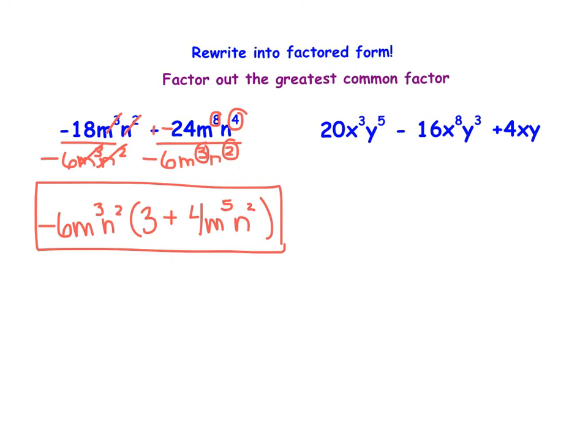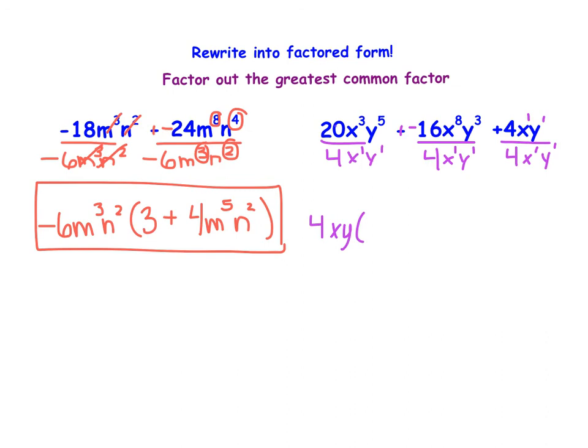And final example here, I notice that I have 3 terms. So here I have 20, 16, and 4. So I need to find the greatest common numerical factor for all 3 of them, which all 3 of them are divisible by 4. I then notice that they each then have at least one x and one y, to pick the very minimum there, because I have to pick what they all have in common. So what I see here is I can factor out 4xy.